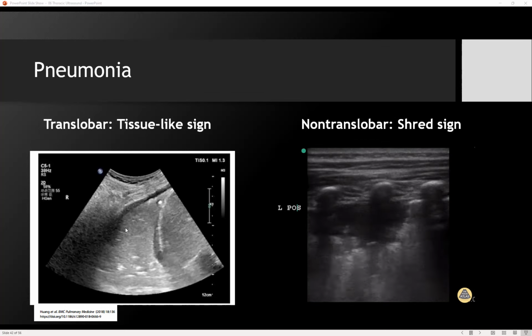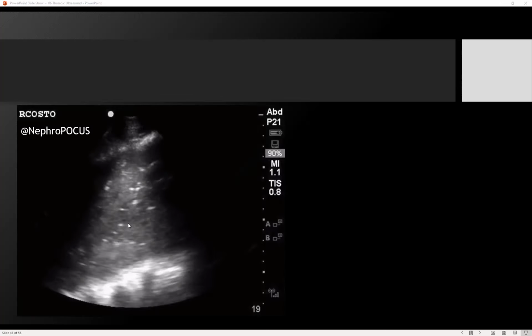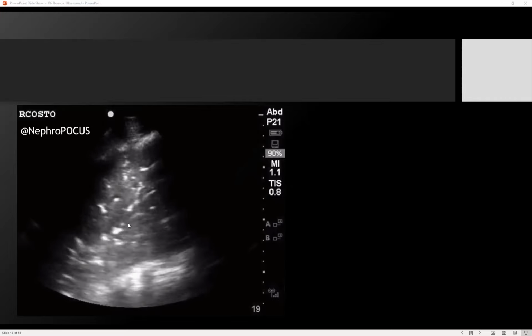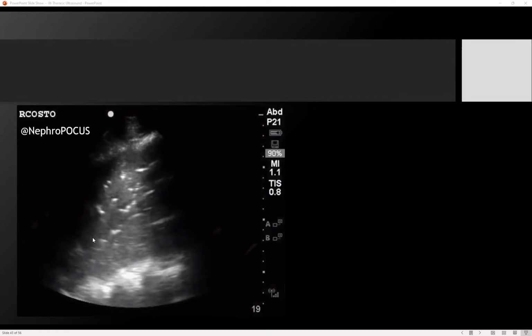And this too. Now, does anyone know what this is called? This was the third question I offered. What are these white things coming in and out? Air bronchograms. Yeah, thanks. And these are dynamic air bronchograms, in that they're coming in with each breath.